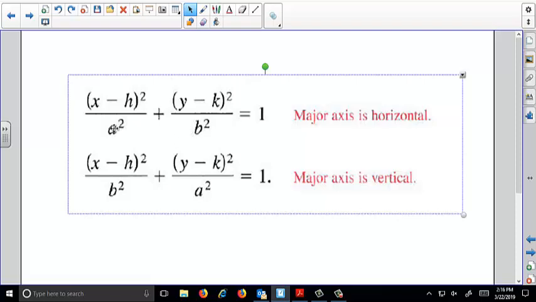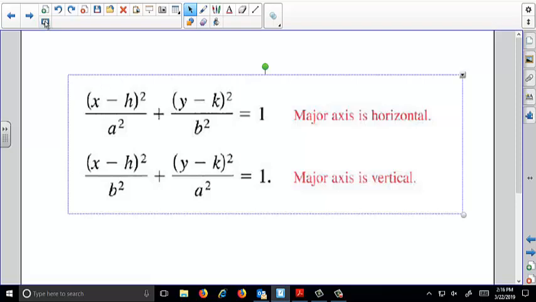Now, in the second case, this is the case where the major axis is horizontal. If you have the major axis vertical, A is now the denominator in the second term, because A is always larger than B. Whichever one's the largest, we call A. And that's because if C squared is equal to A squared minus B squared, then A has got to be bigger than B, or A squared is not going to be greater than B squared.